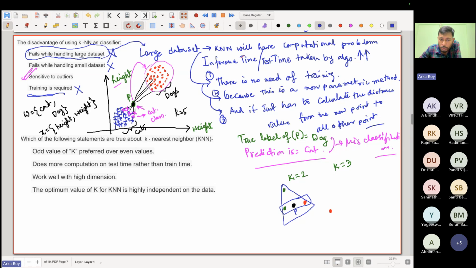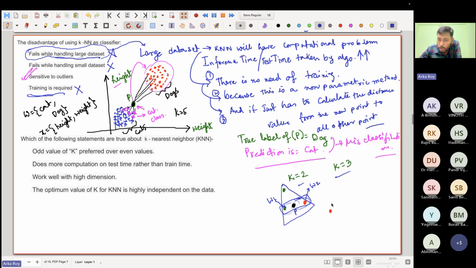Now you can see, if you choose K equal to an even value, and you do the voting, over here the point belongs to omega 1, and here the point belongs to omega 2. So there is a tie. In the first case this point P is near to class omega 1, and in the second case this point P belongs to class omega 2. So therefore, you'll not be able to say whether P belongs to omega 1 or omega 2, because the voting is like a tie situation.